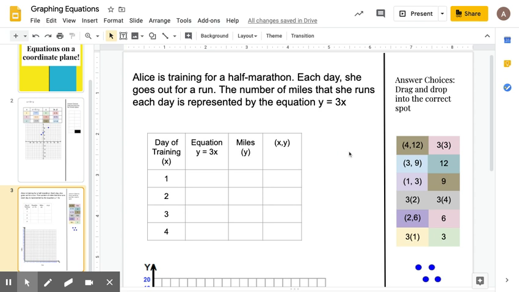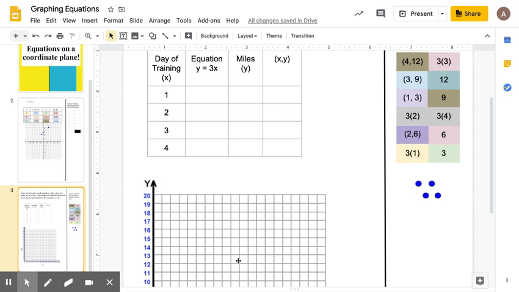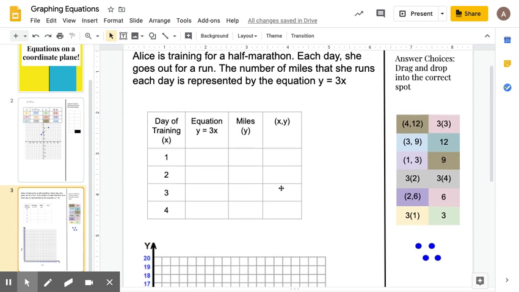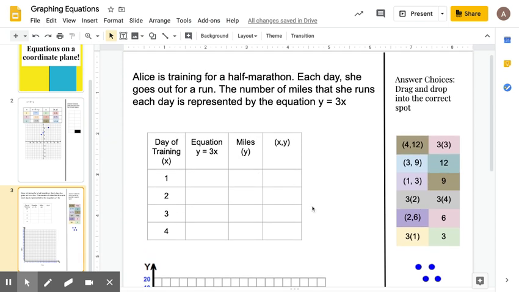This one shows us a word problem. We can graph this word problem as a way to visually represent what's going on in this situation. So in this situation, Alice is training for a half marathon. Each day she goes out for a run, and the number of miles that she runs each day is represented by the equation y equals 3x.